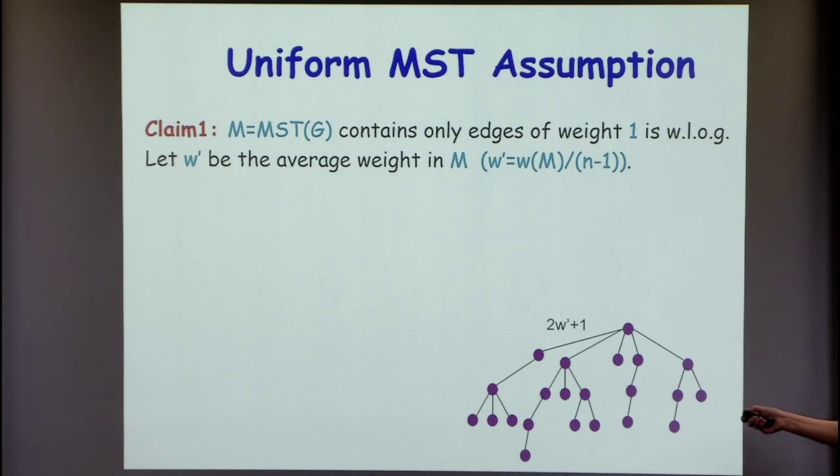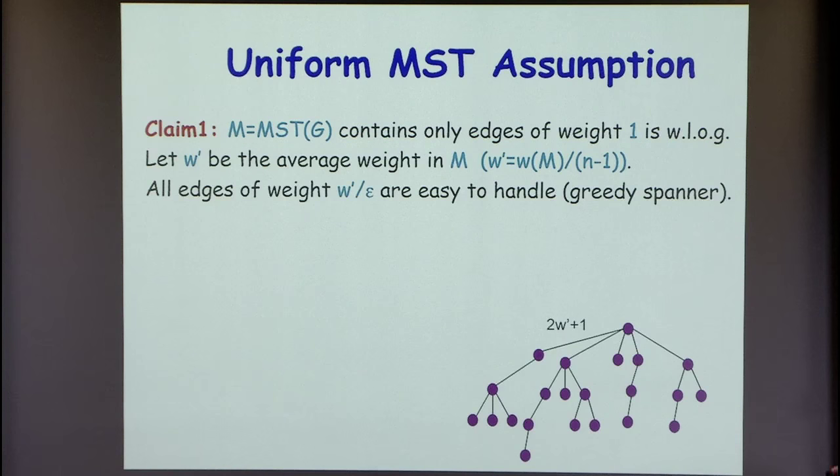Okay, so now we can look at every edge and round it up. First of all, edges of weight below W prime we can easily handle. Why can we easily handle all edges of that weight? We can simply take all edges of this weight and construct a greedy spanner on them. That won't cost much. It will cost n times n to the 1 plus 1 over k times the weight here, which we are willing to pay.